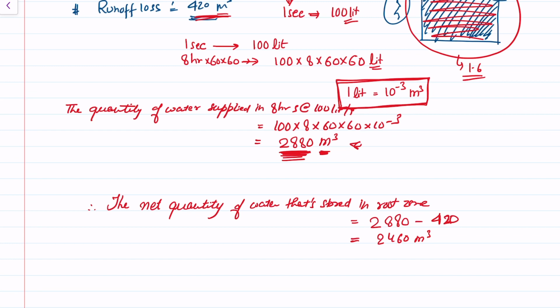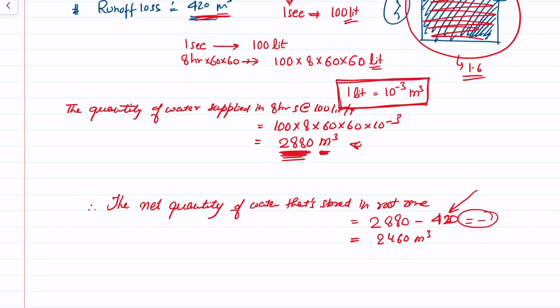If in the question there would have been some other losses like evaporation losses or percolation losses, then those losses would also have been subtracted from this value. Since here in this question we have been provided only one type of loss, that is the runoff loss, we are subtracting only this. If there would have been other losses, we would have subtracted those also.